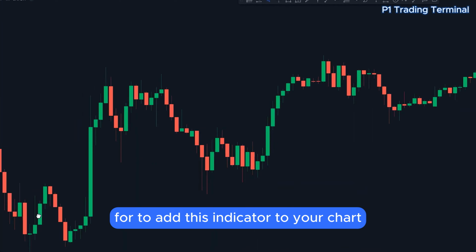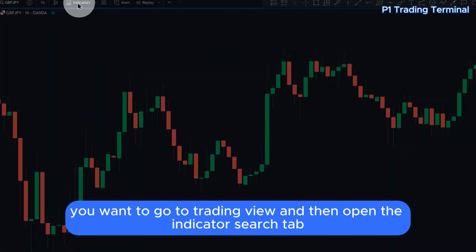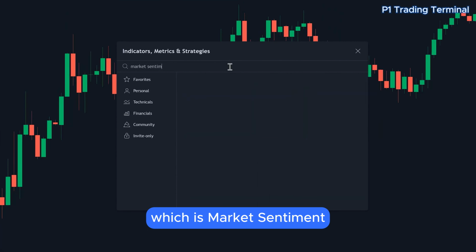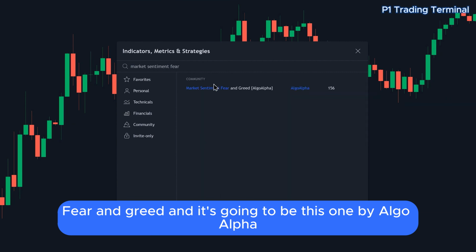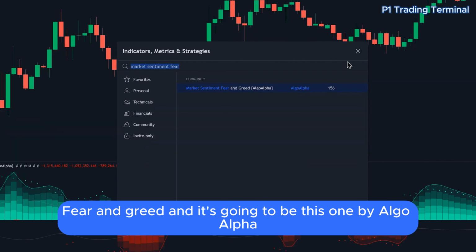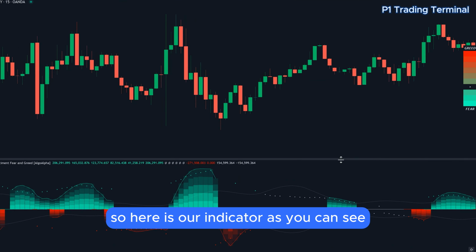To add this indicator to your chart, you want to go to TradingView and then open the indicator search tab, and then here you want to type in the name of this indicator, which is Market Sentiment, Fear and Greed. And it's going to be this one by AlgoAlpha. Now this indicator can be used on any trading security that you like, as well as on any time frame. For me, I'm going to be using it on the 15-minute time frame of GBP/JPY. So here is our indicator.